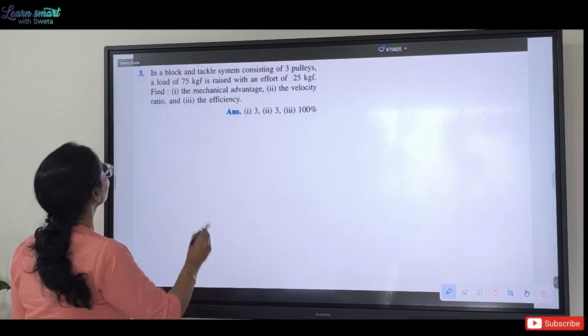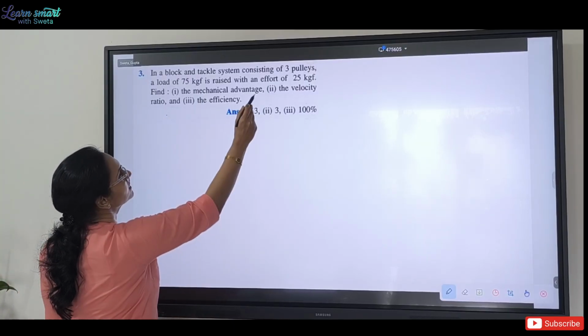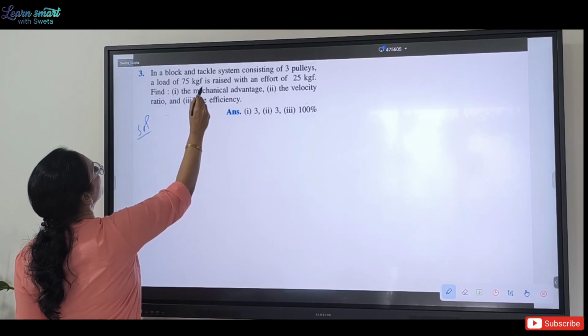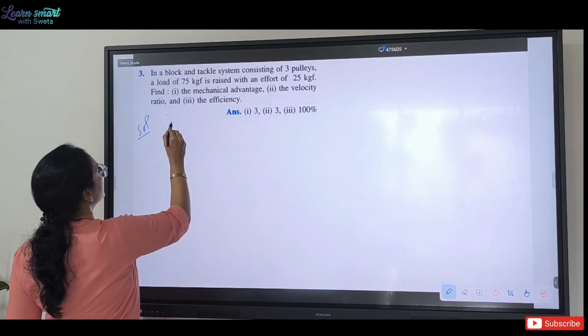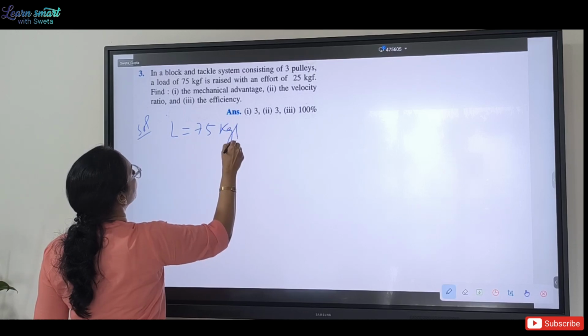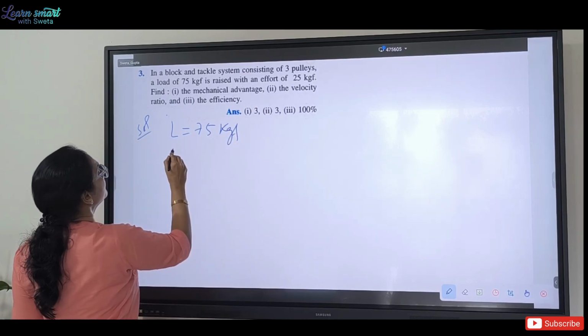Now question number 3 says, in a block and tackle system consisting of 3 pulleys, a load of 75 kgf is raised. They have told that load is 75 kgf with an effort of 25.